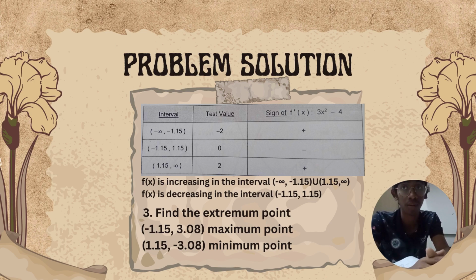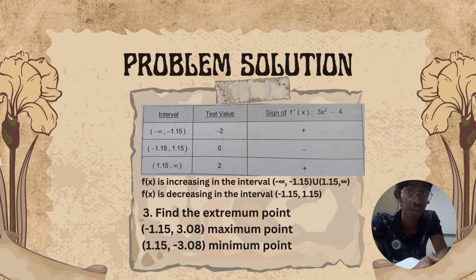The same also happens for the decreasing interval. f(x) is decreasing in the interval of negative 1.15 to 1.15. And that's how we get the decreasing interval and increasing interval.